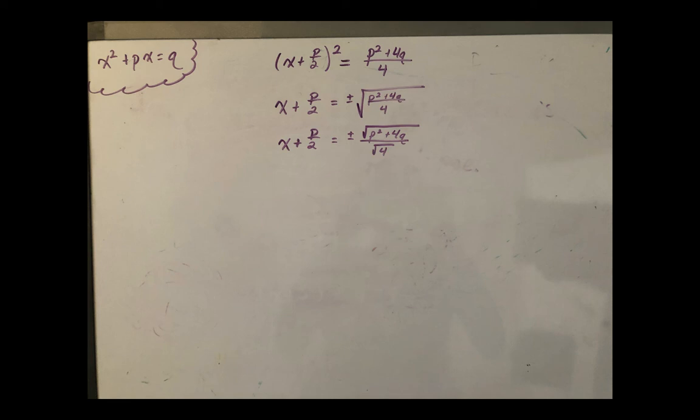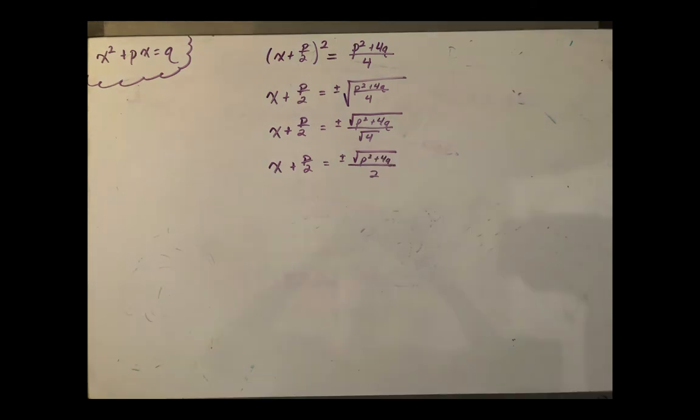Now the numerator, remember, we're not going to be able to simplify because we have addition in that square root. So if we've got addition or subtraction, we cannot simplify without factoring, and there's nothing there that we can factor. The denominator, on the other hand, we can take the square root of 4. So that's going to get us x plus p over 2 equals plus or minus the square root of p squared plus 4q over 2 now.